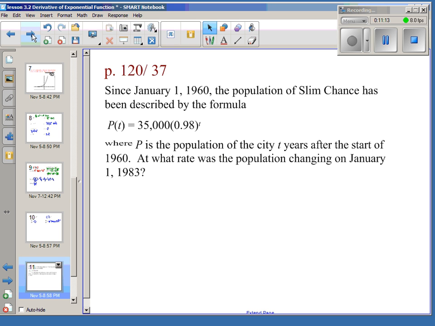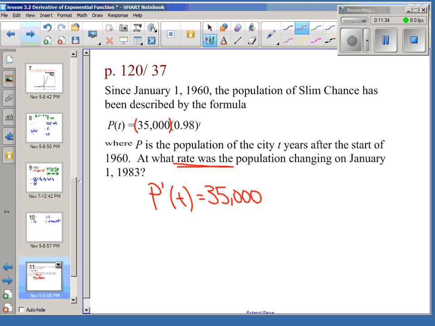So if we're looking for a rate here, this means we're looking for the derivative, and more specifically, we're looking for the instantaneous rate of change in 1983 for the population. So let's start with finding the derivative here of our equation. 35,000, we can think of this as being a constant. So we don't have to evaluate our derivative with 35,000 in there. What we're really looking at is 0.98 to the t power, and that's an exponential function. So our rule says we have 0.98 to the t times the natural log of 0.98. So there's our derivative function for that population formula.